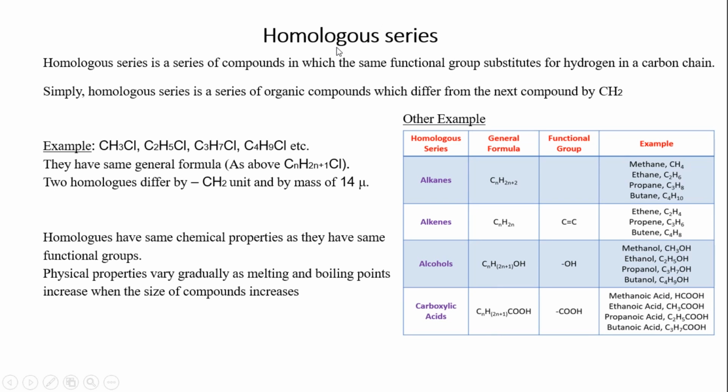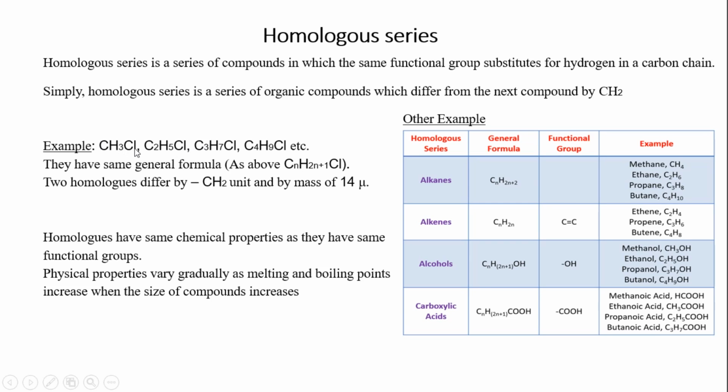We'll see what is a homologous series. Homologous series is a series of compounds in which the same functional groups substitute for hydrogen in a carbon chain. Simply, homologous series is a series of organic compounds which differ from the next compound by CH2. Now I'll explain you with the help of an example.